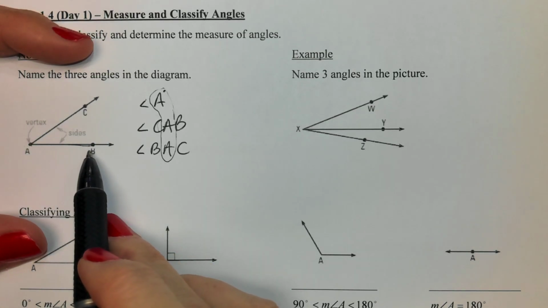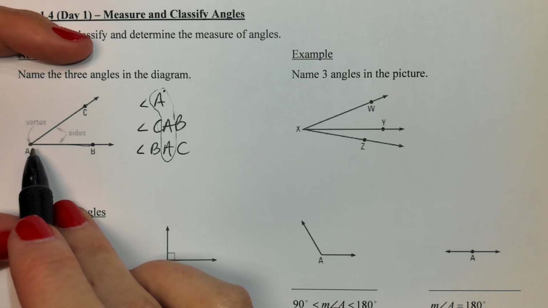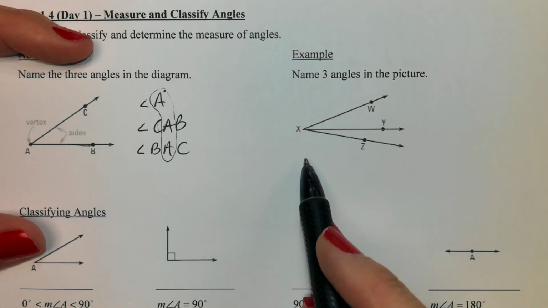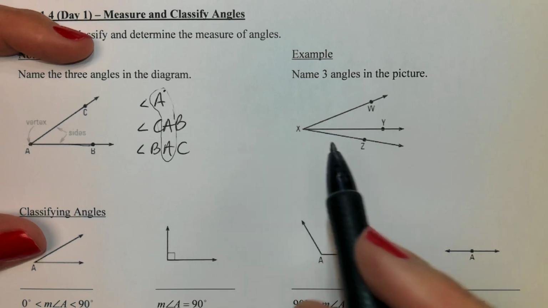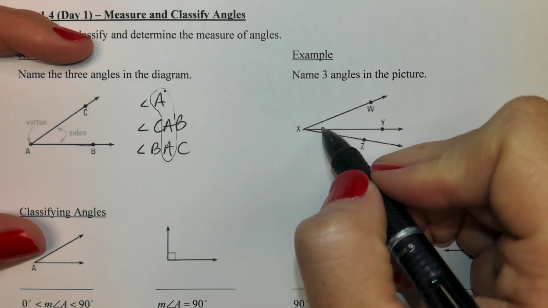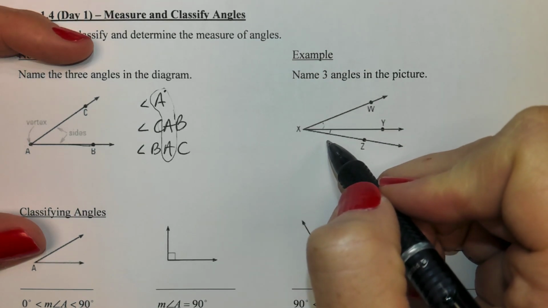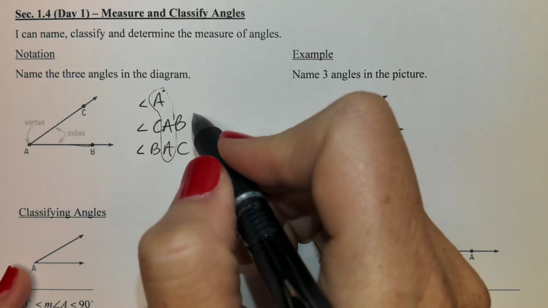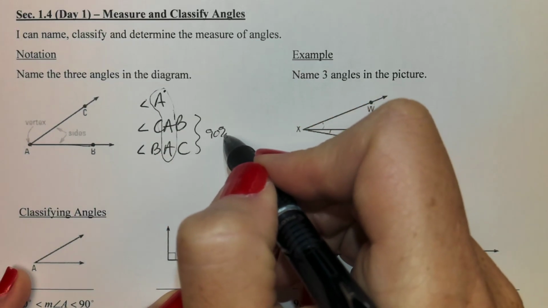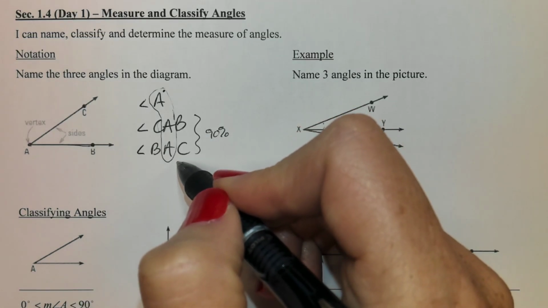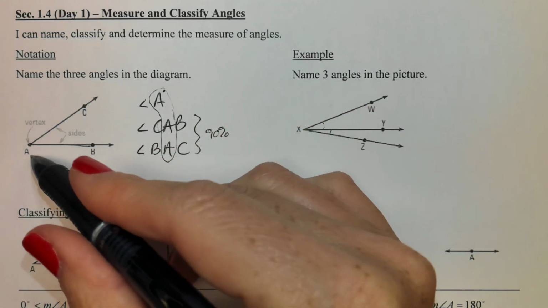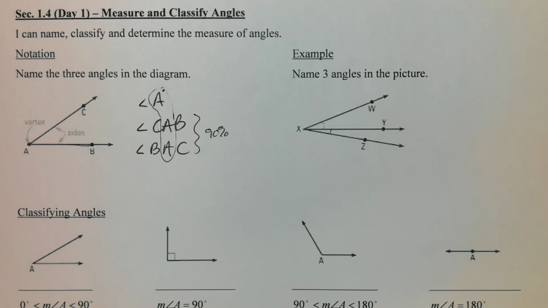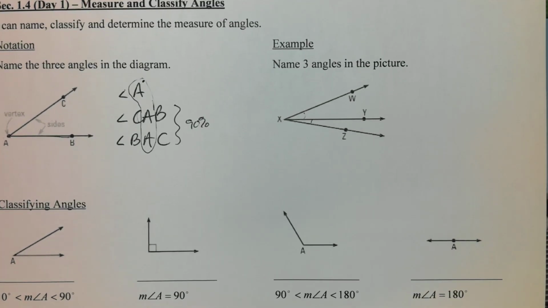And when an angle is by itself, it's pretty simple to do. Angle A, no big deal. But here, when you come into this picture, we can't just say angle X, because I don't know if you mean this little angle right here, this little angle right here, or the big angle. So most of the time, like 90% of the time, you should be using three letters to name your angles. Very rarely do you get away with just using one letter. So to be safe, make sure that you use three letters.